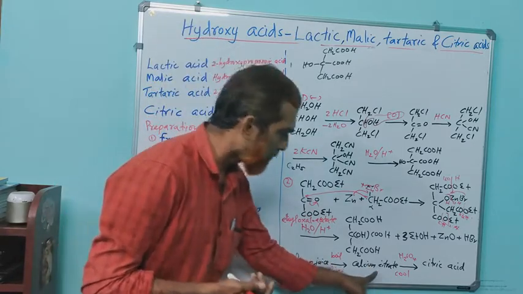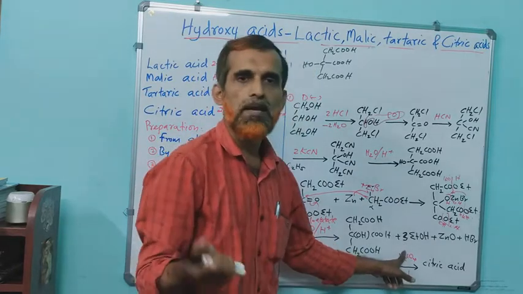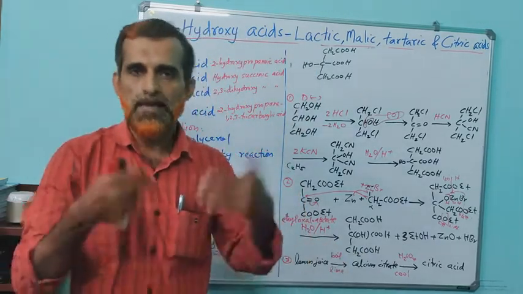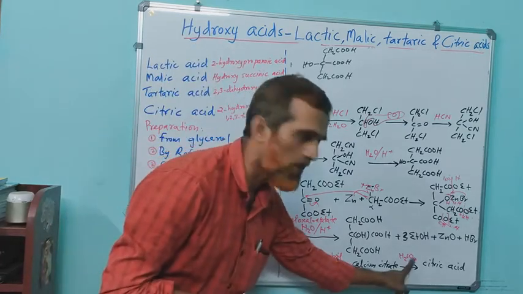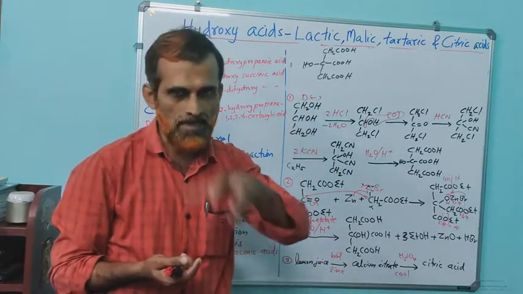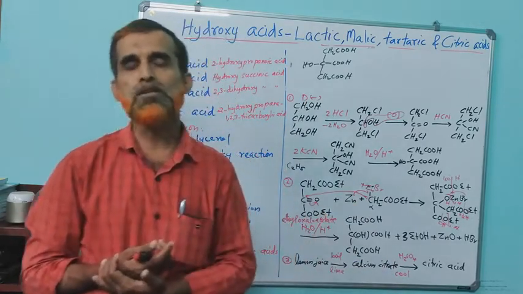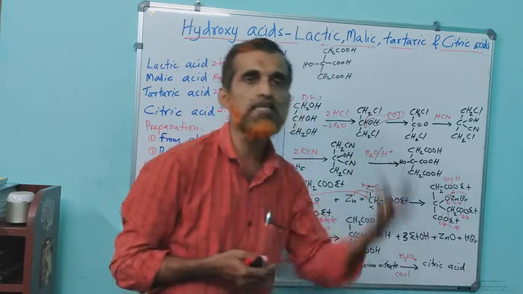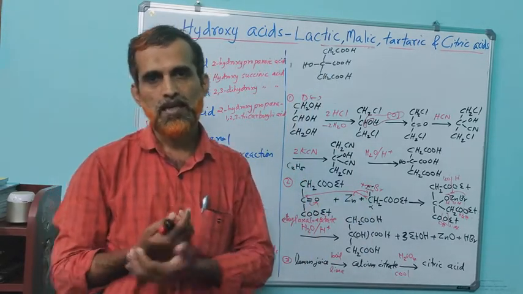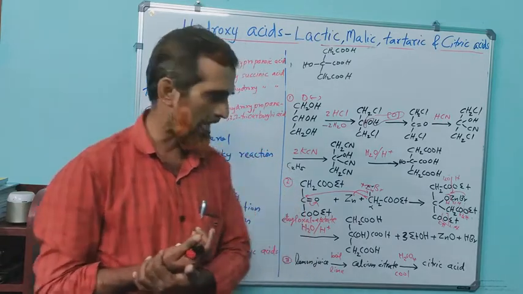Now the calcium citrate precipitate is heated with sulfuric acid, or it is dissolved in sulfuric acid. What happens? It will form calcium sulfate, which is insoluble. That will be the residue, and citrate will go into the solution as citric acid. That means calcium citrate is dissolved in sulfuric acid. So you get a solution, a soluble form of citric acid.